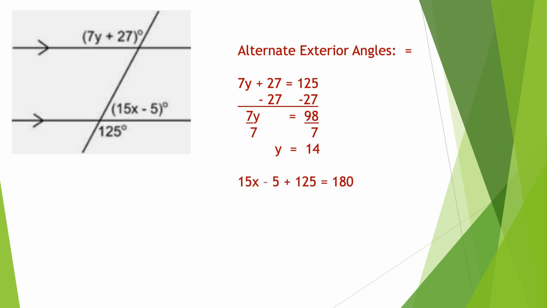Okay. So, as we said before, they add up to 180. So 15x minus 5 plus 125 is equal to 180. That gives me 15x plus 120 is 180. Subtracting the 120, I get 15x is 60. I didn't show you the step there, but I think you can follow it. And dividing by 15, I get that x is equal to 4.